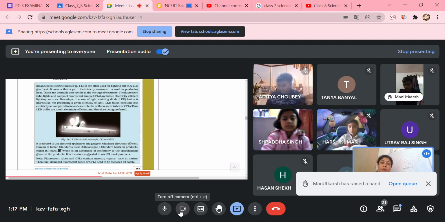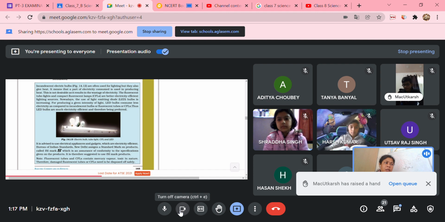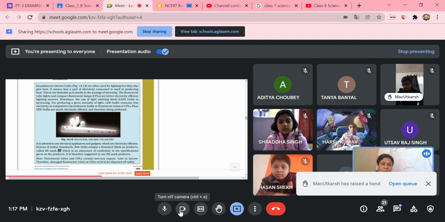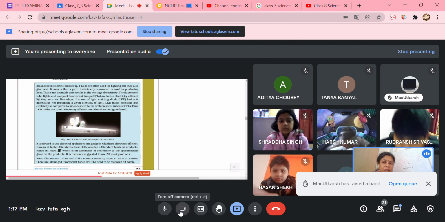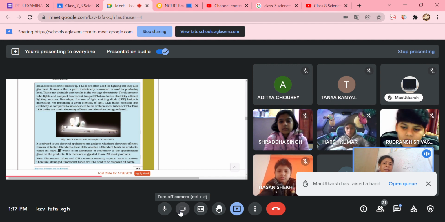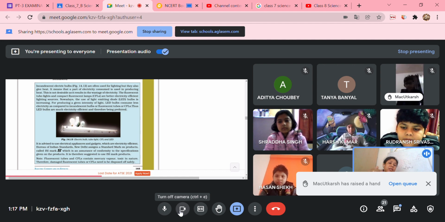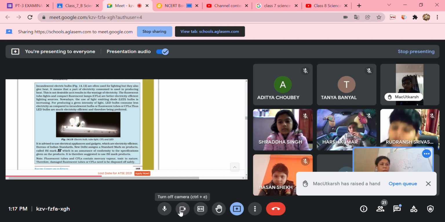Those bulbs used earlier are still in use, but mostly we have shifted from incandescent bulbs to CFLs or LEDs. Incandescent bulbs consume a huge amount of electrical energy, so we have replaced them with other types of bulbs like compact fluorescent lamps or LEDs, light emitting diodes. Why have we replaced them? Because they need much less electrical energy for the glow.